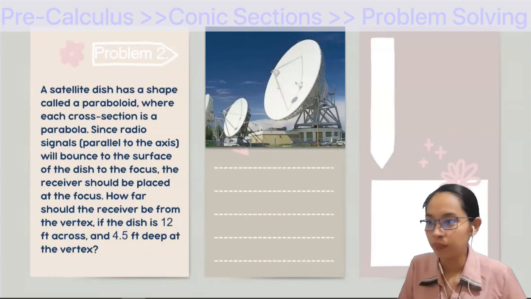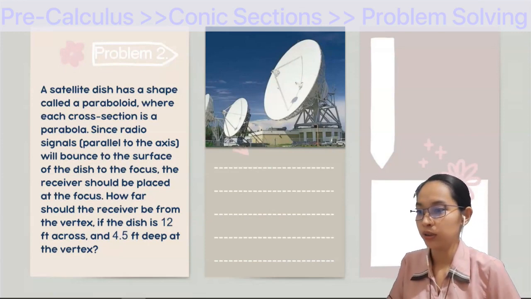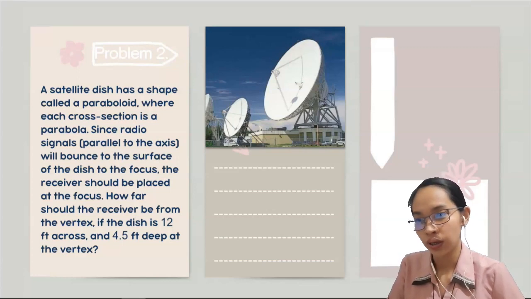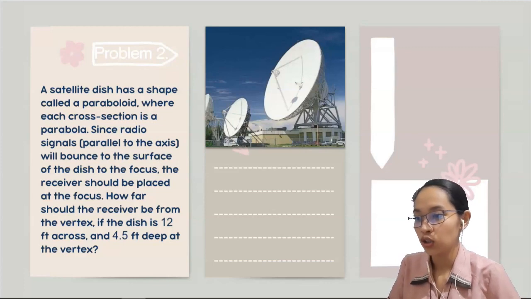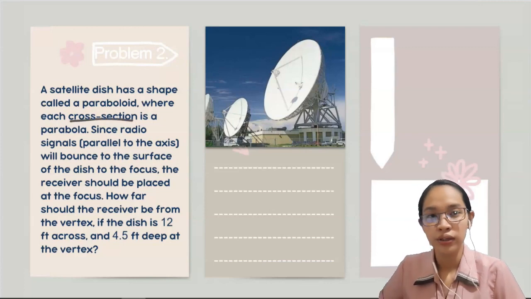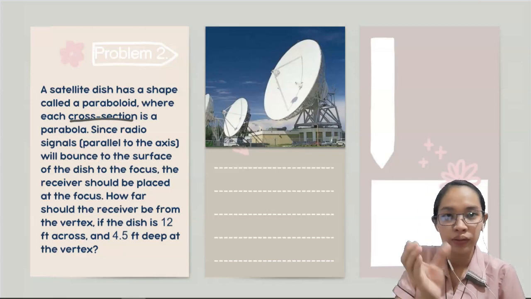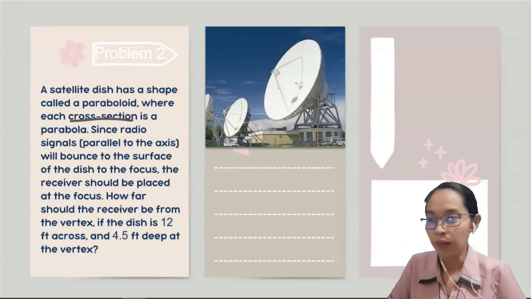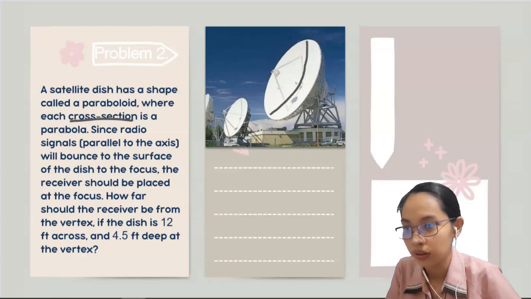We proceed with problem number 2, and again, this involves a parabola. Problem number 2: a satellite dish has the shape of a paraboloid. This satellite dish here is what we call the paraboloid, where each cross-section is a parabola. For example, we cut it in the middle and look at its side view. When we see the side view, that is a parabola. So, for example, we try to draw the side view. This is the side view, and that is a parabola.